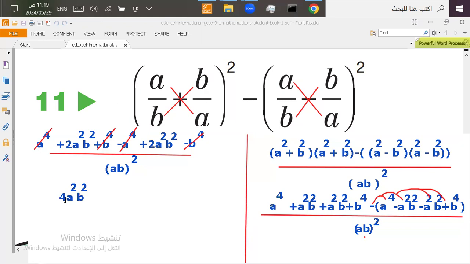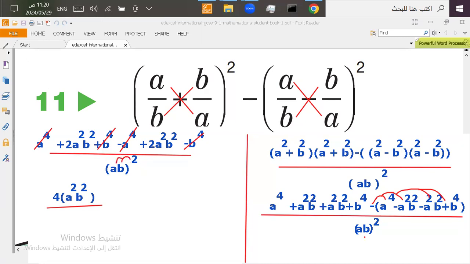Now the 4 is multiplied by a squared b squared. So let's write it that way so we understand what we are doing. There's a bracket here, just to understand that this one is multiplied by this one. Now all of this is divided by ab squared.